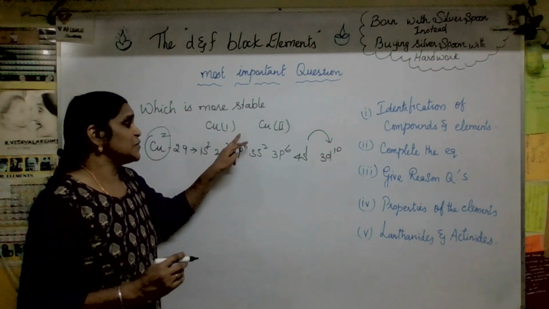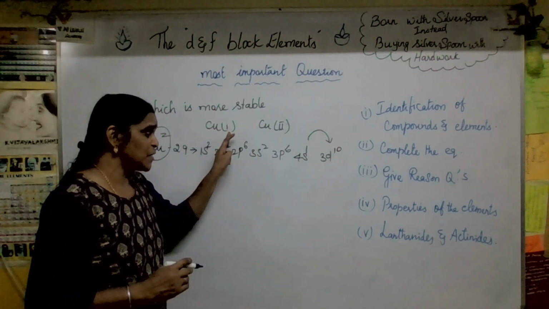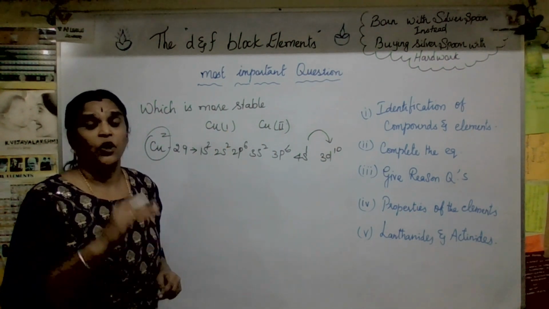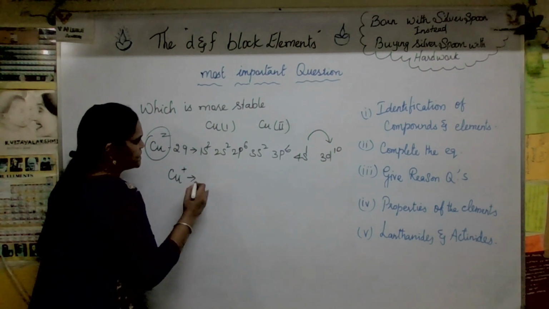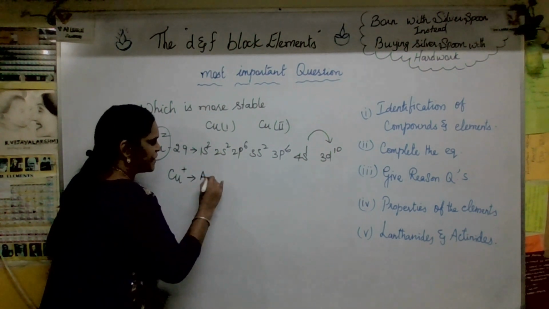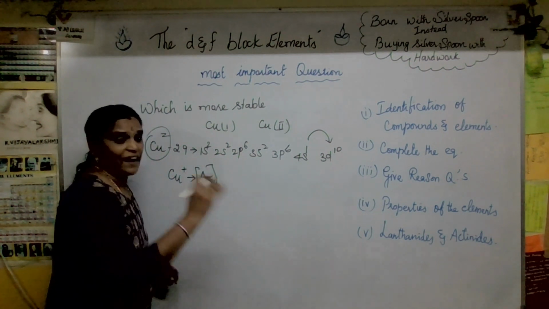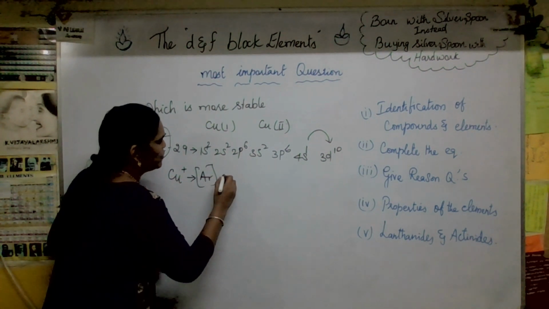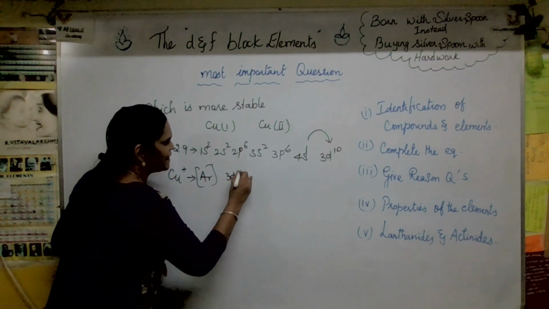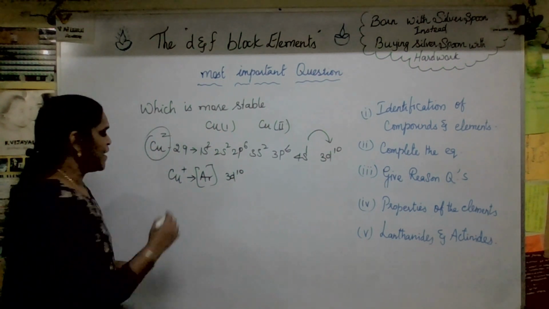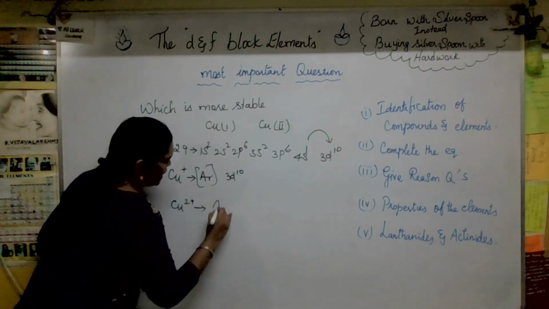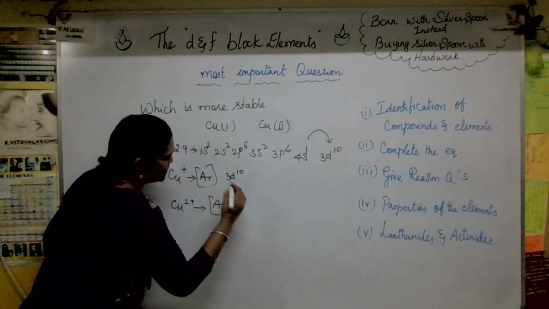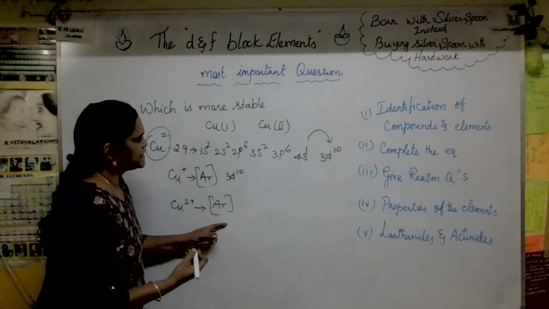Now I'm coming to the point of the Cu+ ion and the Cu2+ ion. Which is more stable? Cu+: this is Ar, 18 electrons are completed, here 3d10. Whereas Cu2+, here Ar. What is the answer here?